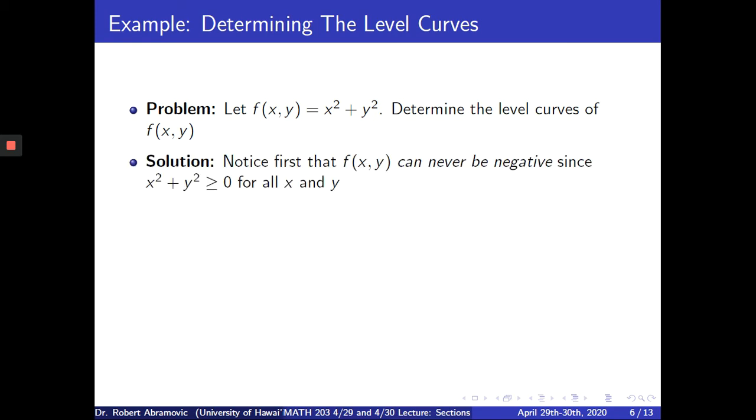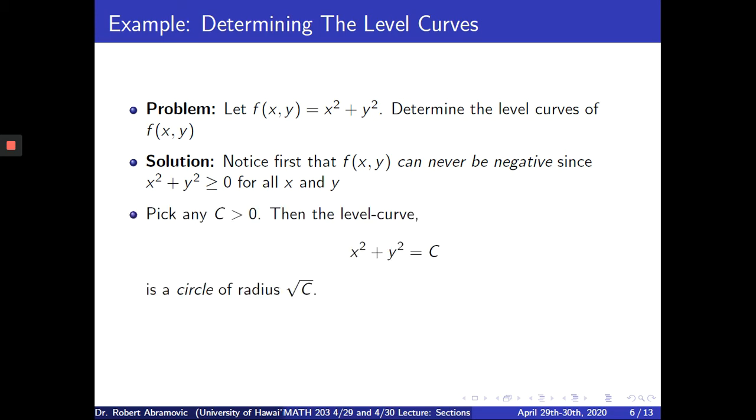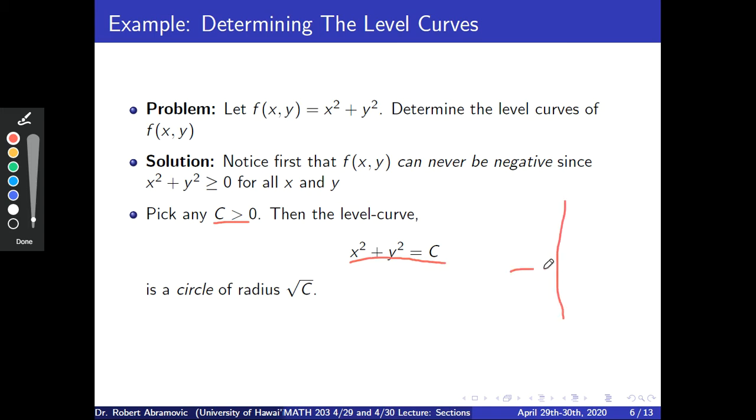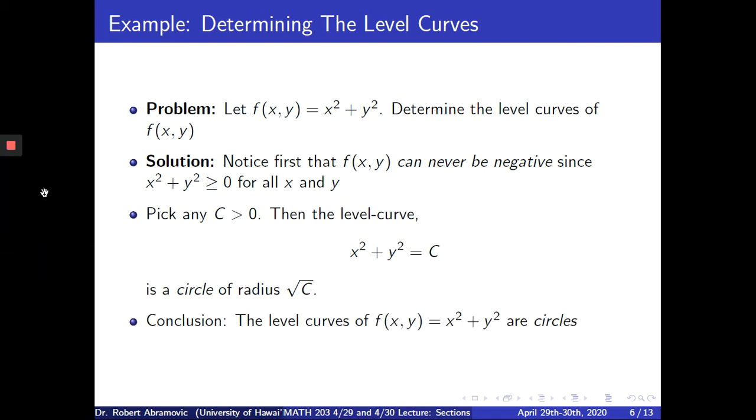Notice that f can never be negative, since x squared plus y squared is always larger than or equal to 0. It's 0 only if x and y are both equal to 0. If we pick any positive number c, then the level curve x squared plus y squared equals c. What is this? This is a circle in the xy plane of radius square root of c. And what we conclude is that level curves of f of x comma y are indeed circles.